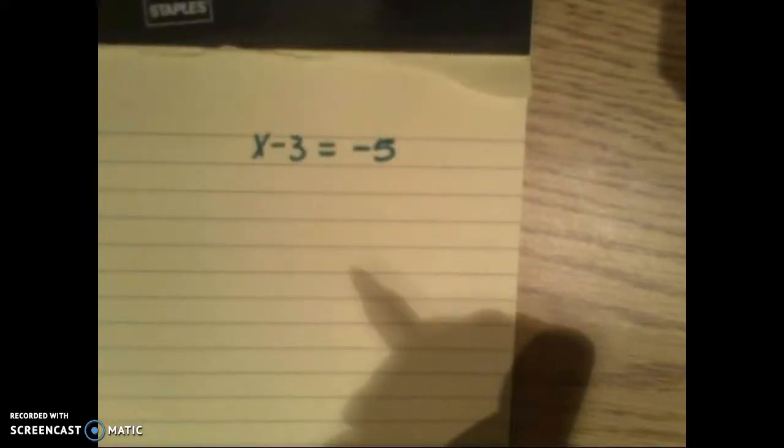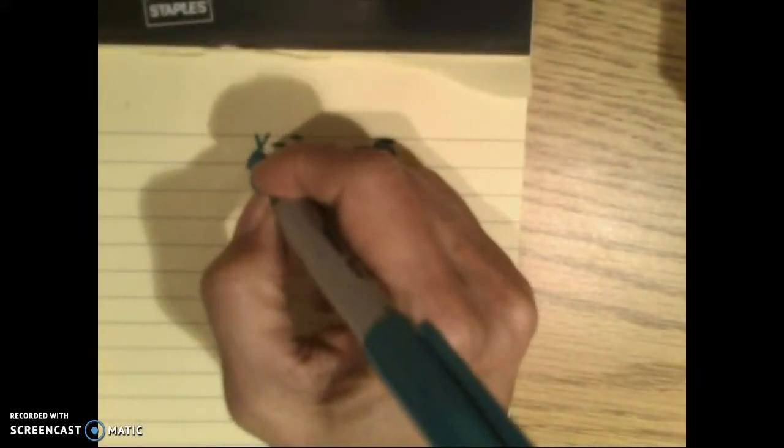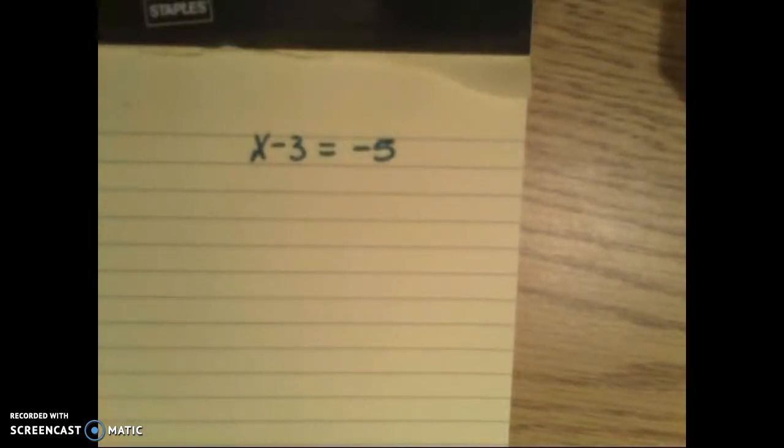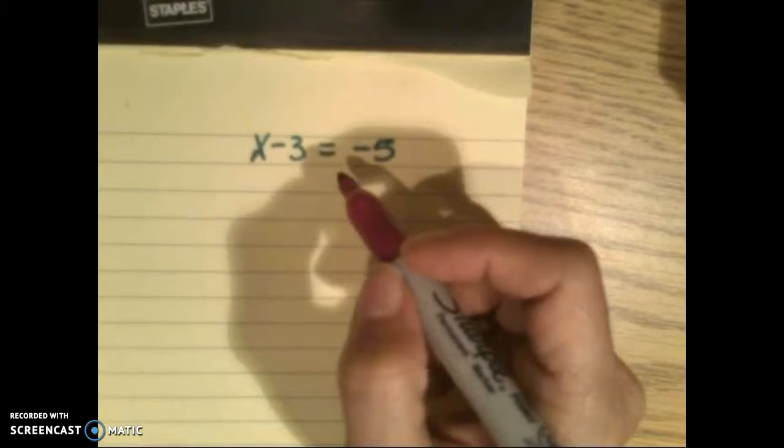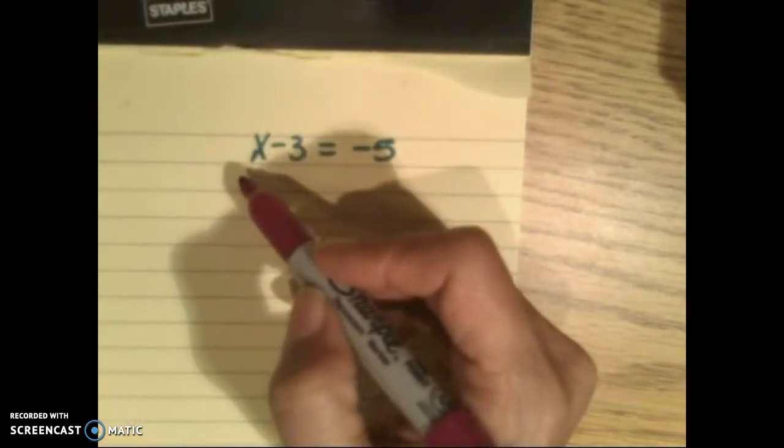Okay, so today we're going to talk about two-step equations. In order to solve two-step equations, you have to be really strong in solving the one-step equations and knowing all the rules. When you have a problem like this, you're trying to isolate the variable. You're trying to get x by itself.